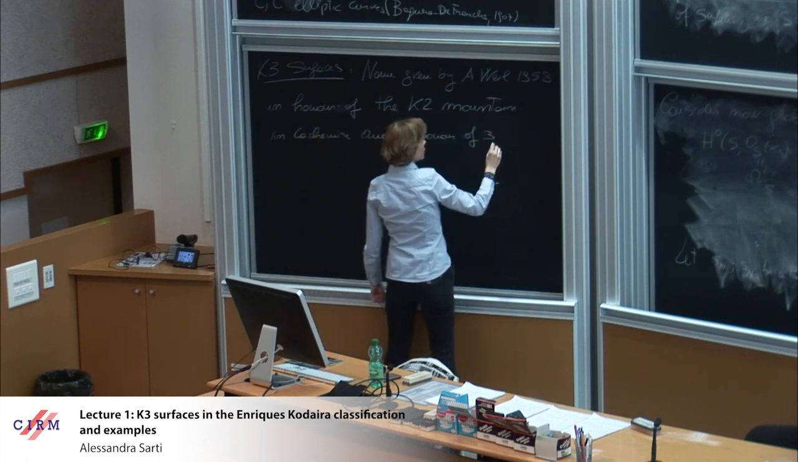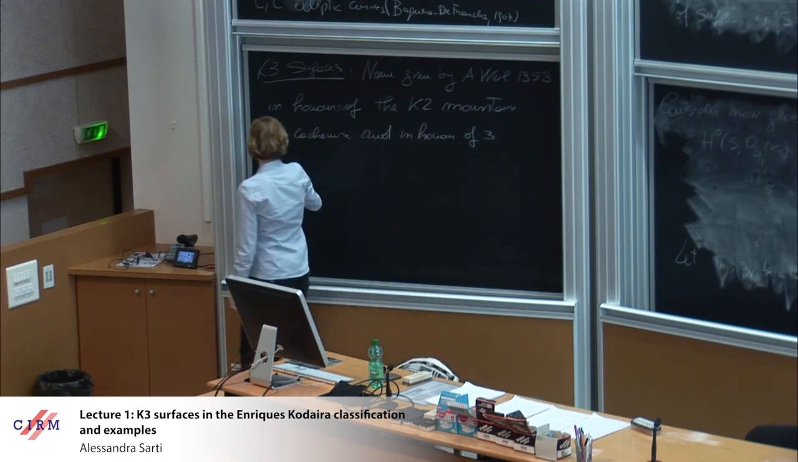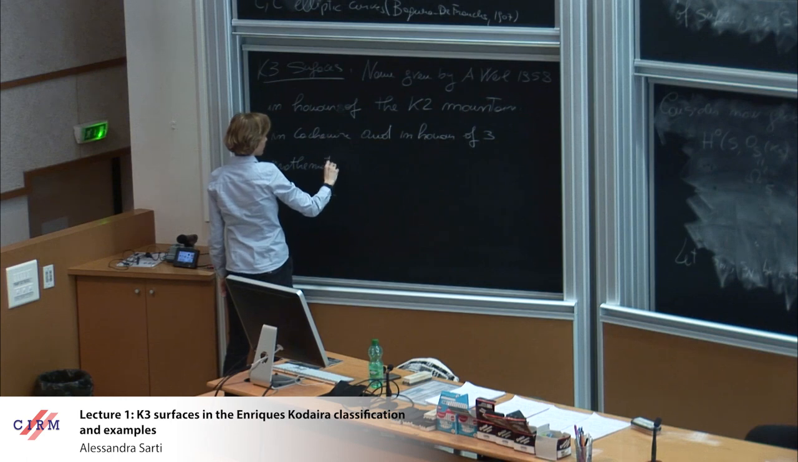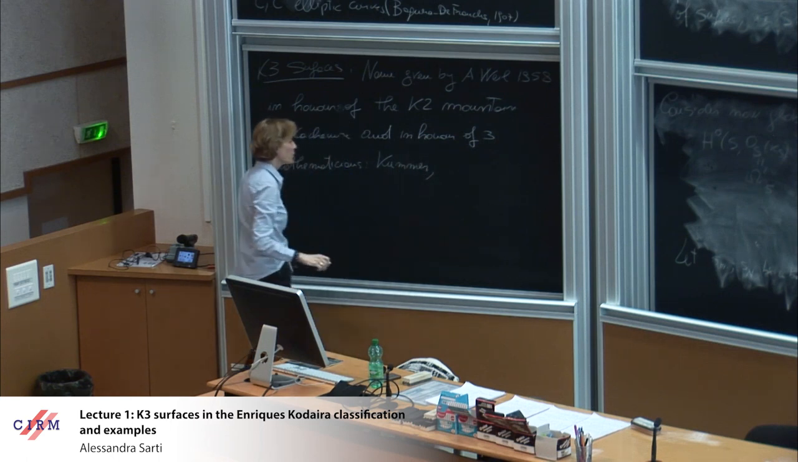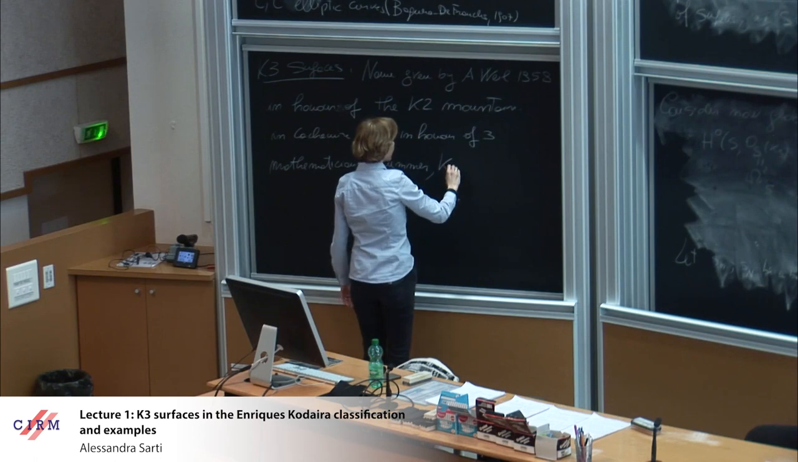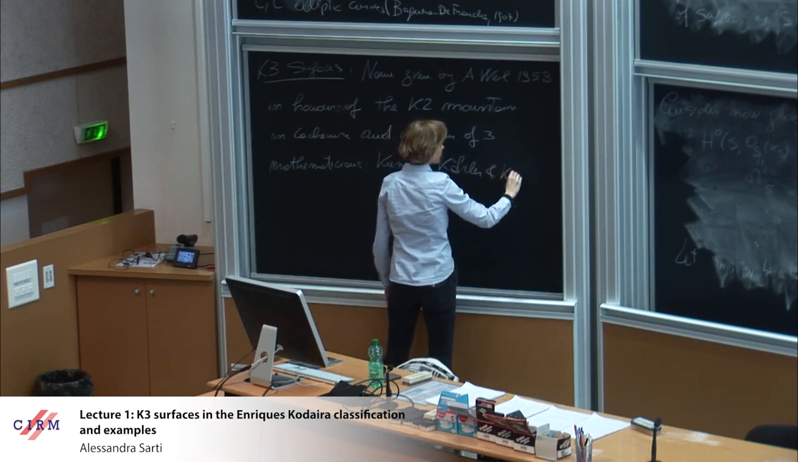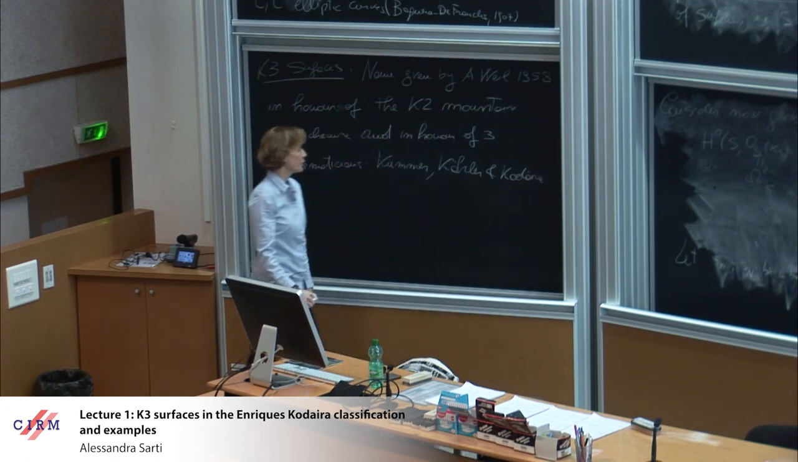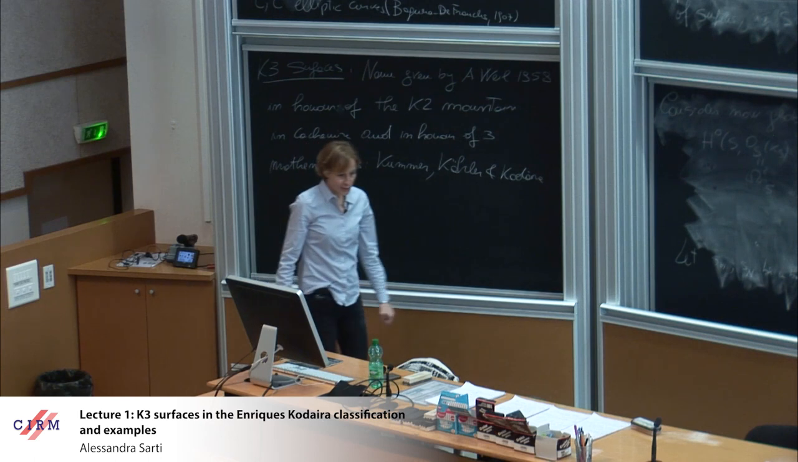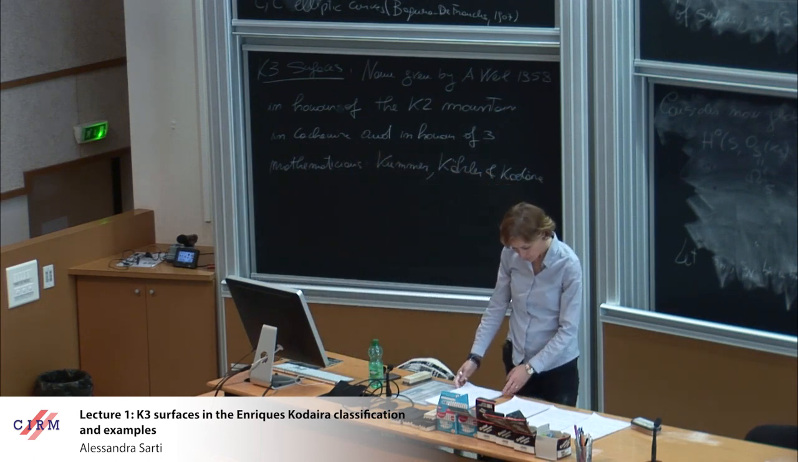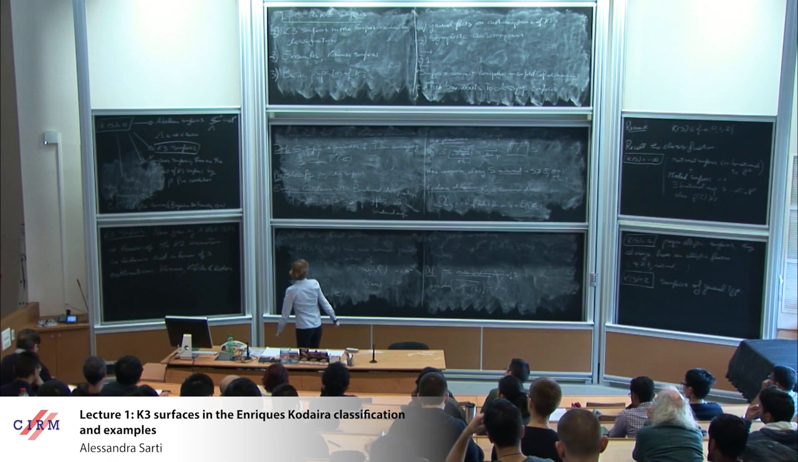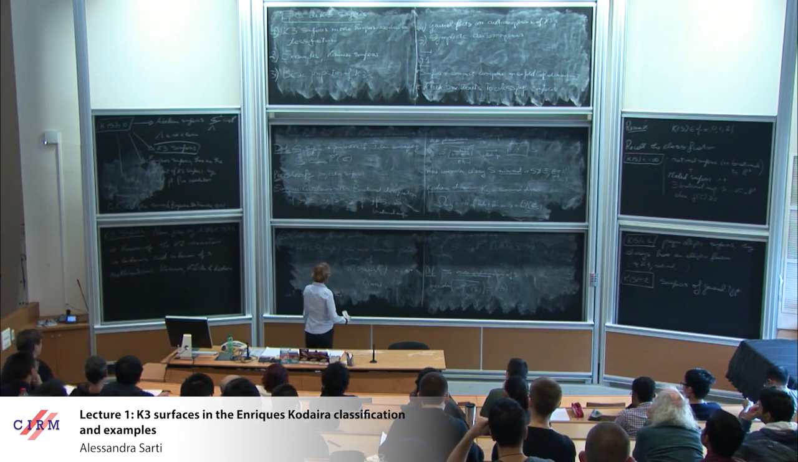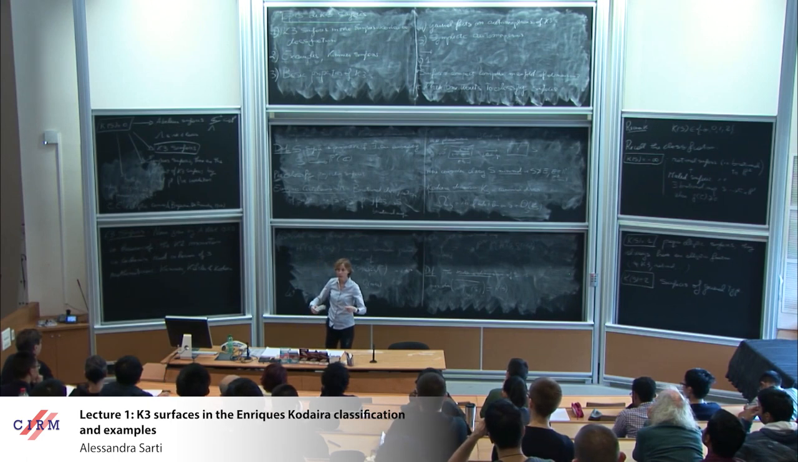And also in honor of three very famous mathematicians, that are Kummer, we will see when we talk about Kummer surfaces, Kähler, heard very much about this morning, and Kodaira. So the three Ks of K3. This is why this strange name, K3 surface. The easiest example of a K3 surface is maybe the following. I will give you an example, and let's think about the properties of this example that will bring you to the definition of K3.